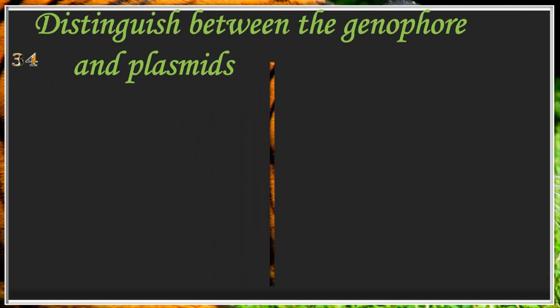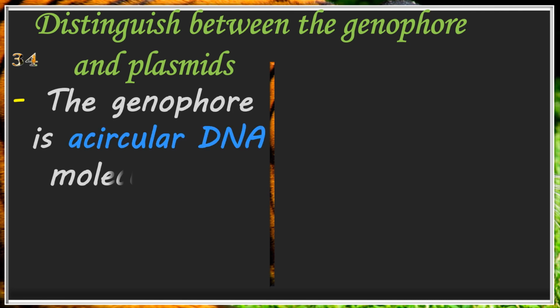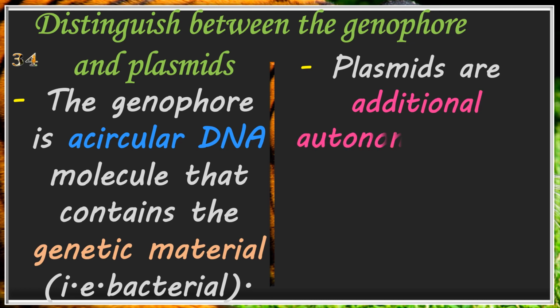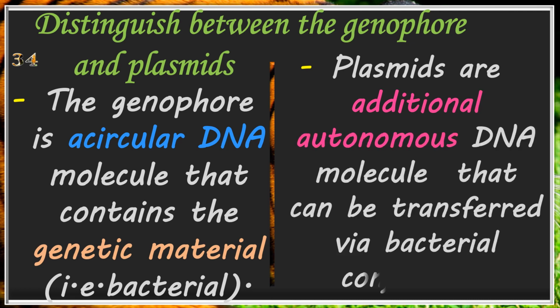Distinguish between the genophore and the plasmid. The genophore is a circular DNA molecule that contains the genetic material, and this one is found in bacteria. Plasmids are additional autonomous DNA molecules that can be transferred via bacterial conjugation.